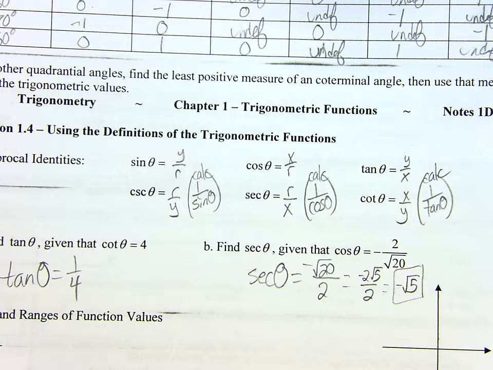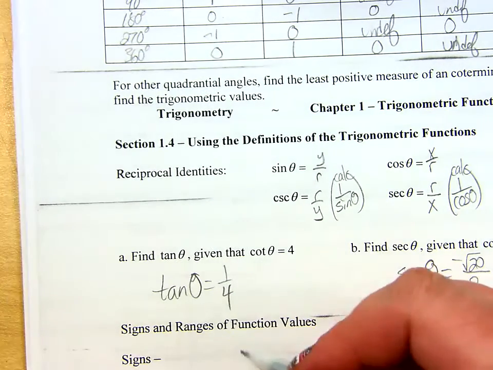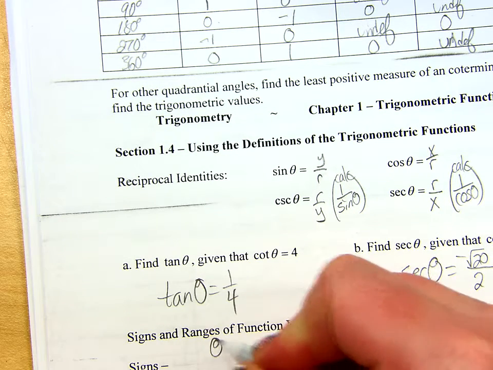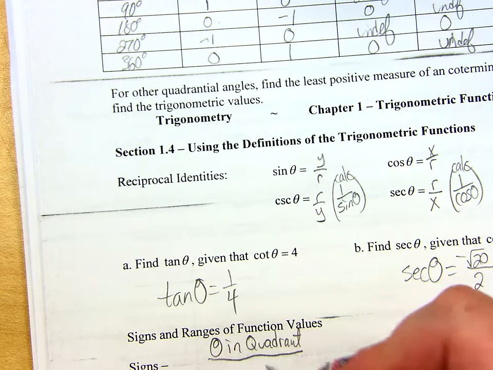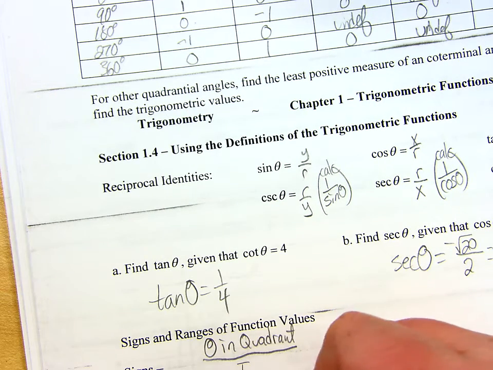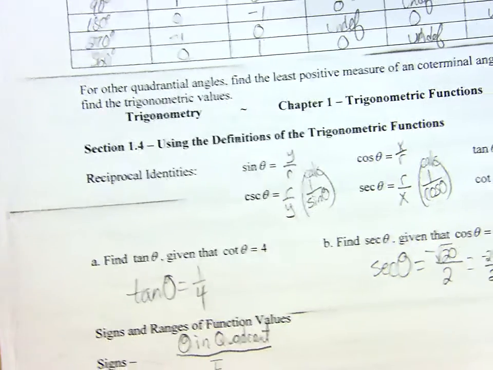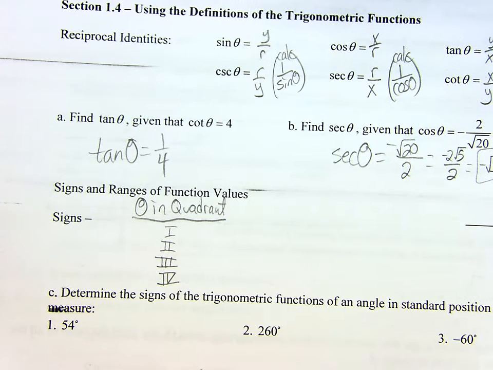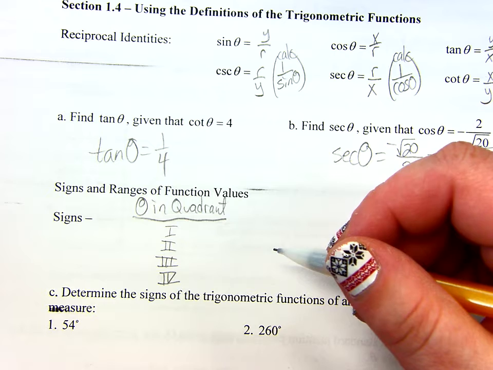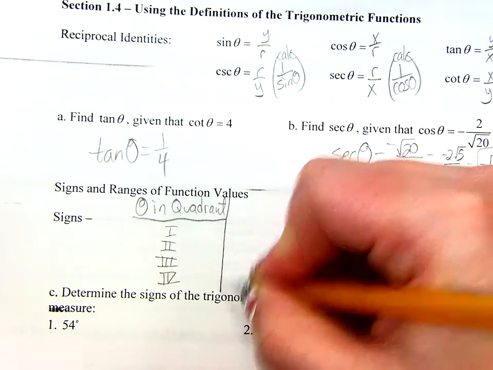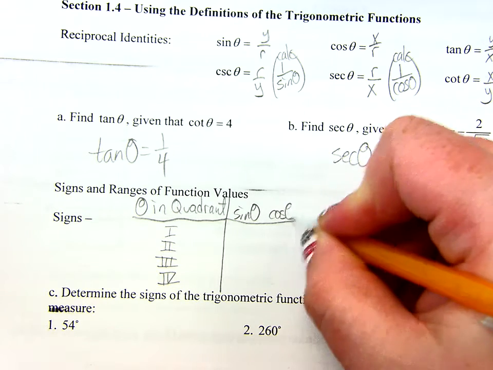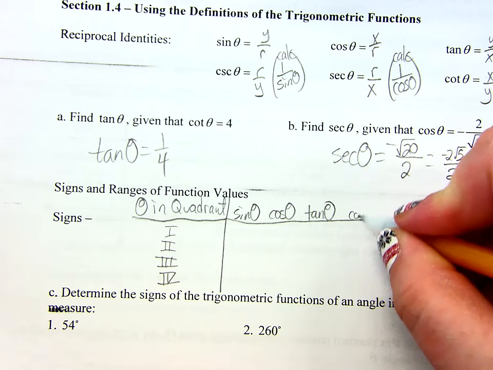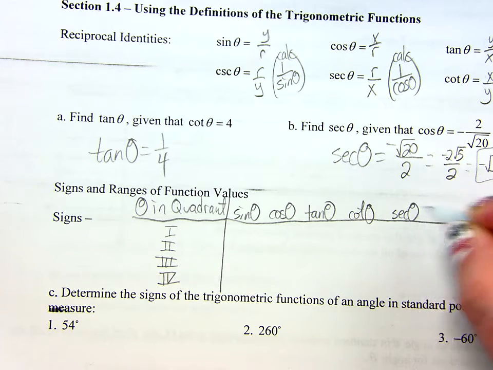All right. Now we're going to talk about the sign. So we're going to try and squeeze in a little chart in here. Let's say, theta in quadrant. We're going to have our 4 quadrants we're going to talk about. 1, 2, 3, and 4. I'm going to be looking at the signs of each of the 6 trig values, depending on where my angle is, okay? So, we'll start off with that. And then I just want the sign of all 6. So, sine of theta, cosine, tangent, cotangent, secant, and cosecant.